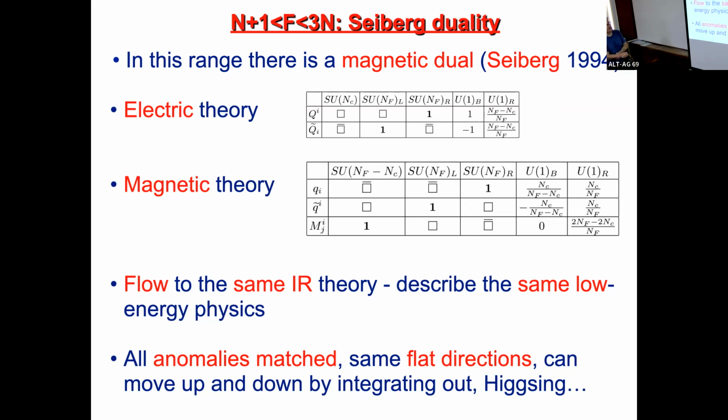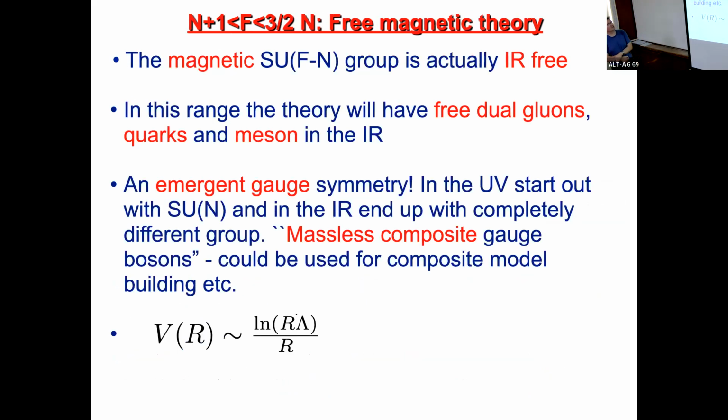And what we found is that these two theories will flow to the same IR. They have the same low energy description, so they describe the same low energy physics. Seiberg had very strong arguments to check that all the 't Hooft anomalies between the electric and the magnetic theory match. They have the same flat directions. You can move up and down in these theories by integrating out, fixing the theory, etc. So he made a very convincing argument that these two theories correspond to the same IR physics. Okay, and then the question is, what is the phase? Well, it depends on the number of flavors.